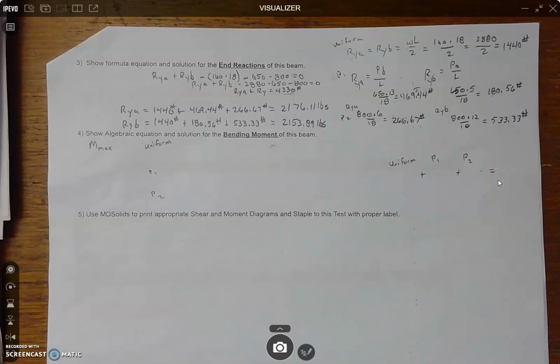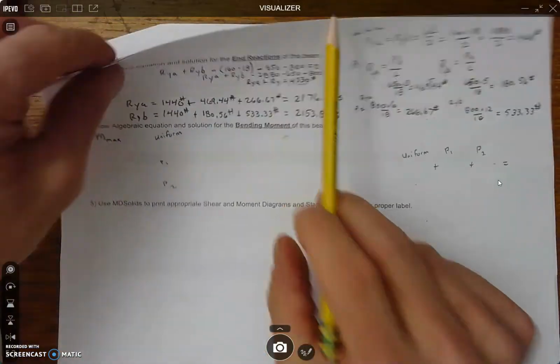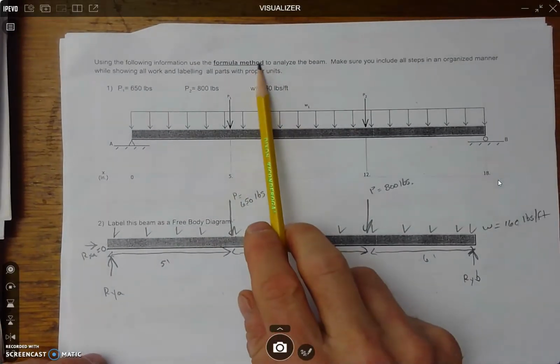All right, CEA students, Mr. Voigt here. We're back. We did the end reactions for this beam last time using formulas.